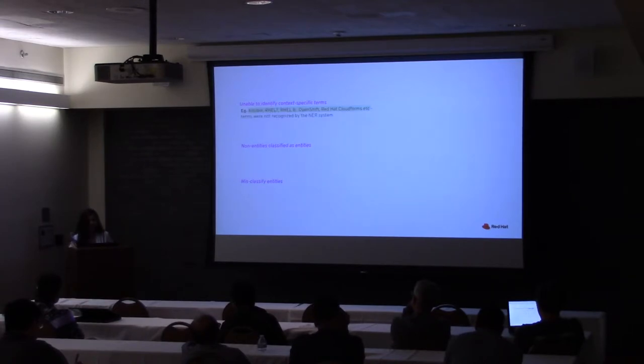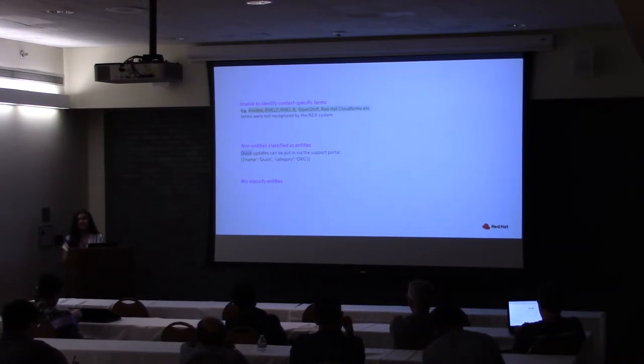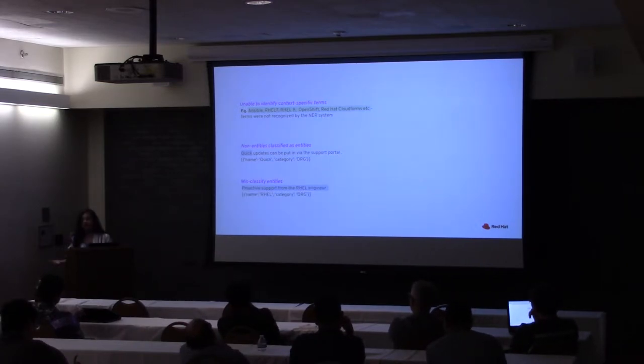And the limitation with that was we again weren't able to identify some Red Hat context-specific terms which we are actually interested in, like Ansible, RHEL, OpenShift, Red Hat CloudForms, and so on and so forth. And often non-entities were classified as entities, like words just because of their capitalization or their position in a particular sentence were being thought of as entities, whereas that shouldn't be happening. And thirdly, many entities were being misclassified. That is, words like RHEL and OpenShift were being thought of as organizations, wherein that shouldn't be the case.